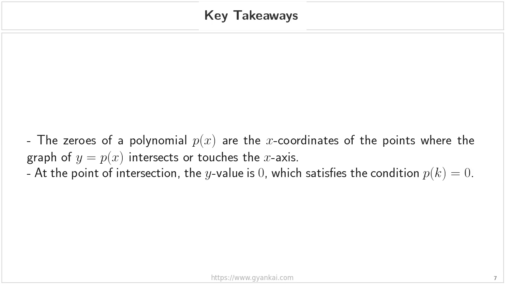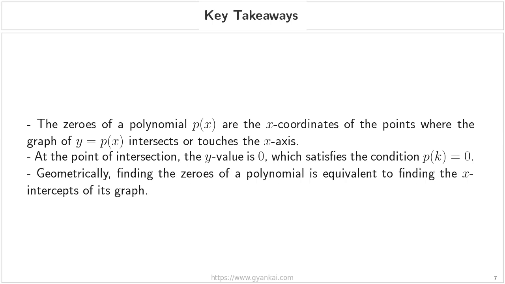Now, why does this happen? It's because of the logic we established earlier. At any point where the graph intersects the x-axis, the vertical distance from the origin is 0, meaning the y value is exactly 0. This perfectly satisfies our algebraic condition where p of k equals 0. So, to put it in one simple, professional term, geometrically speaking, finding the zeros of a polynomial is exactly the same thing as finding the x-intercepts of its graph.